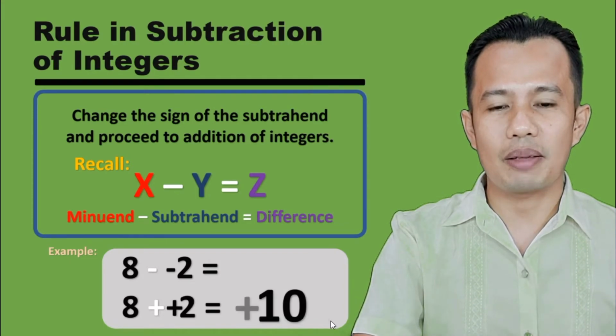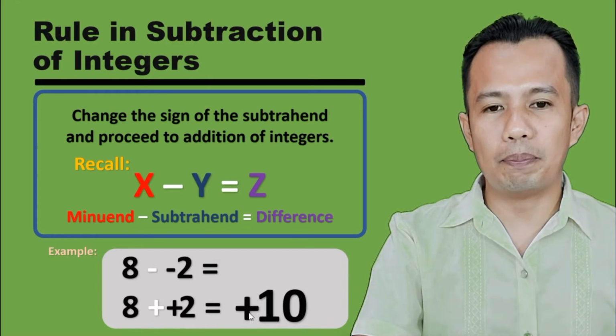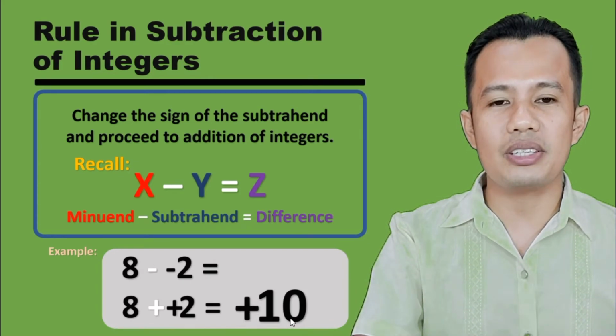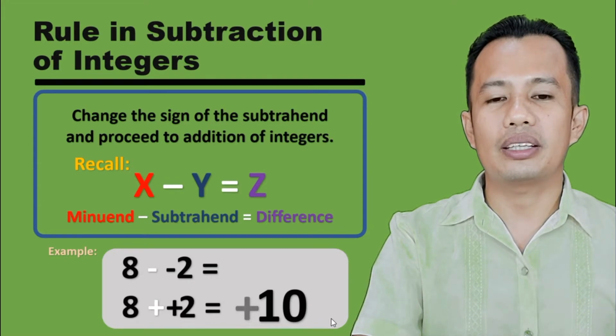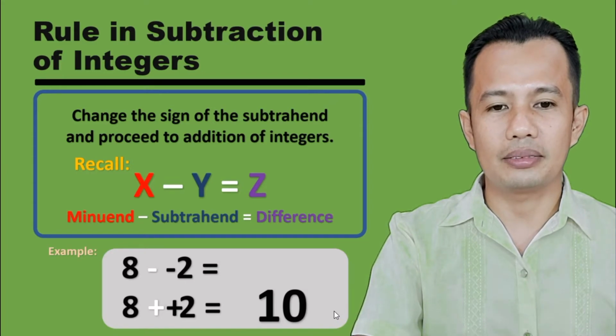And the sign is positive. But now, we already know that positive 10 is simply 10, so we can write it without a positive sign in front of 10.